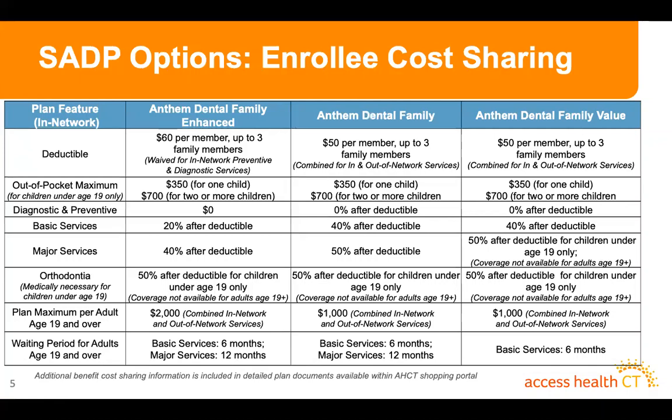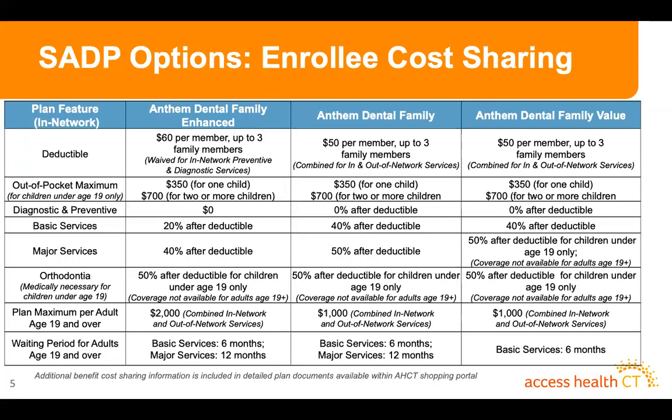So the benefit for someone, let's just say there is a child in the family who does need medically necessary orthodontia. In that particular instance, that child would pay the $60 deductible under the Anthem Dental Family Plan, and then 50% after the deductible for the coverage, up to the $350 maximum. So typically orthodontia services occur over a number of years, maybe 2 years, or in some situations 3 years. But that family would be paying potentially $350 for year one, $350 for year two, and in the situation where year three also necessitated orthodontia services, no more than $350 in that third year.